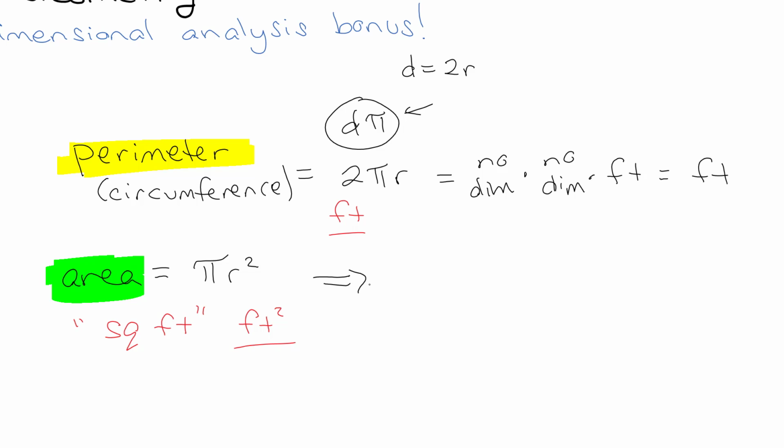Now, if you look at the other one, pi has no dimensions, but r has feet, so it's not just feet, it's feet squared. So no dimensions times feet squared gives feet squared. So you should never again get these two confused. If you're wondering whether it's 2 pi r or pi r squared, you think: the 2 pi r has to be linear, because it's in feet, but the feet squared has to be area because it's square feet.